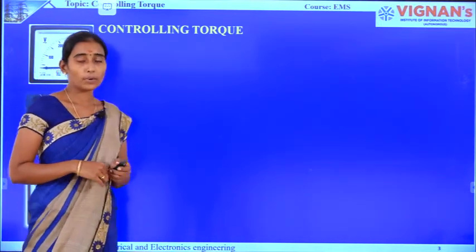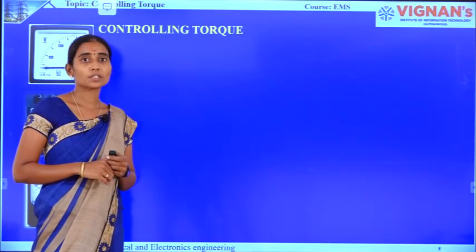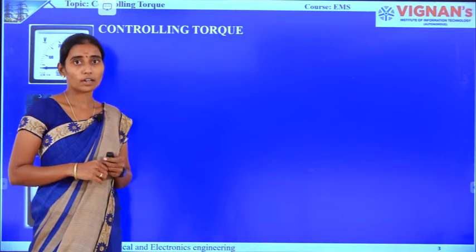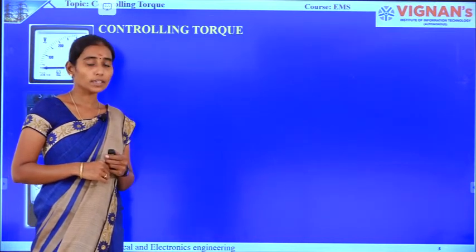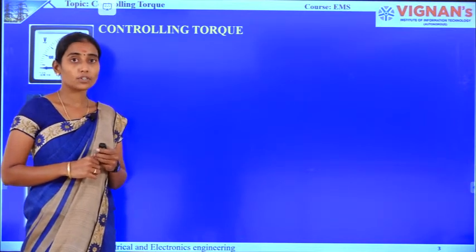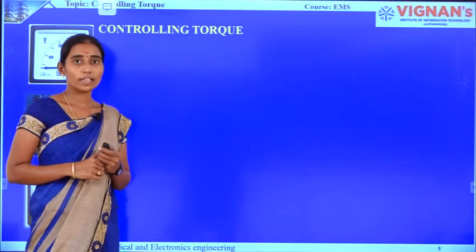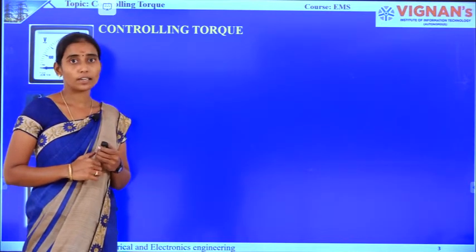So coming to the controlling torque. Before discussing the controlling torque, in our previous lectures we have discussed deflecting torque and various methods of producing deflecting torque. They are magnetic effect, induction effect, electrostatic effect, thermal effect, Hall effect. So by using any of these methods you can produce your deflecting torque.